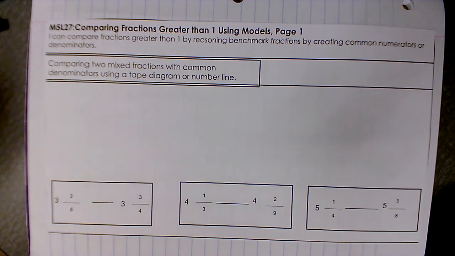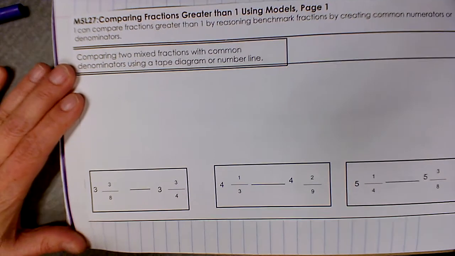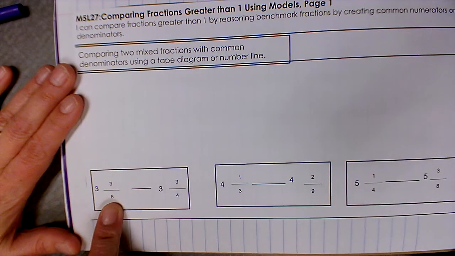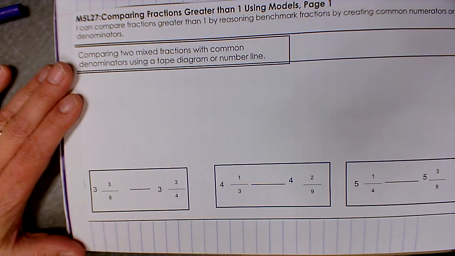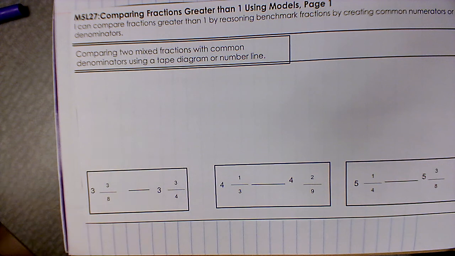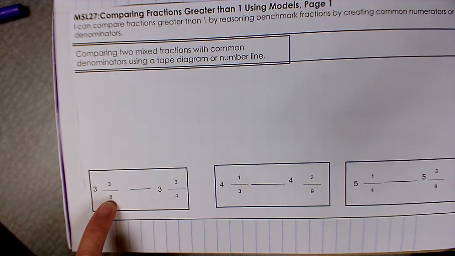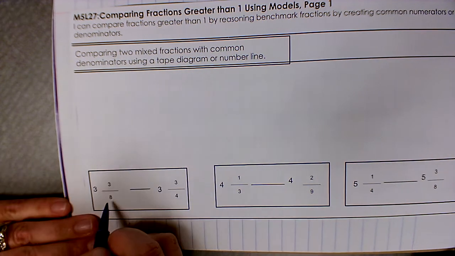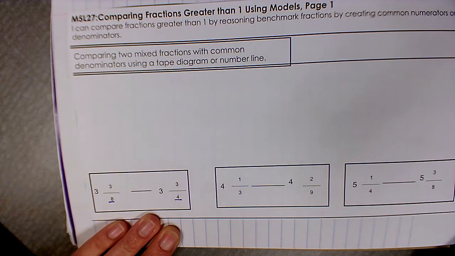So here we go. My first two numbers, and I'm sorry, I feel like that's really blurry, is 3 3/8, and I'm going to compare it to 3 3/4. I need to figure out who is bigger. I want to look at it first. I could look at the denominator, or I could also look at the numerator. I notice that the denominator is 8 in this number, and the denominator in this mixed fraction is 4.